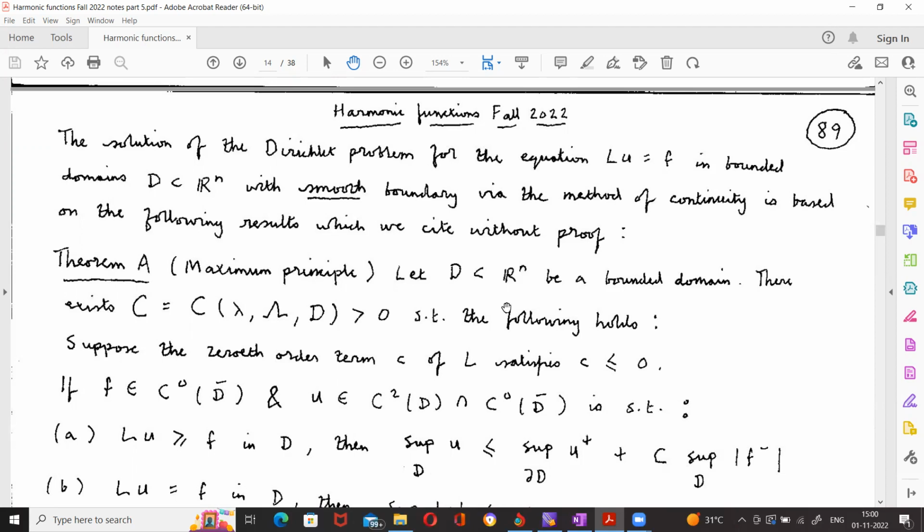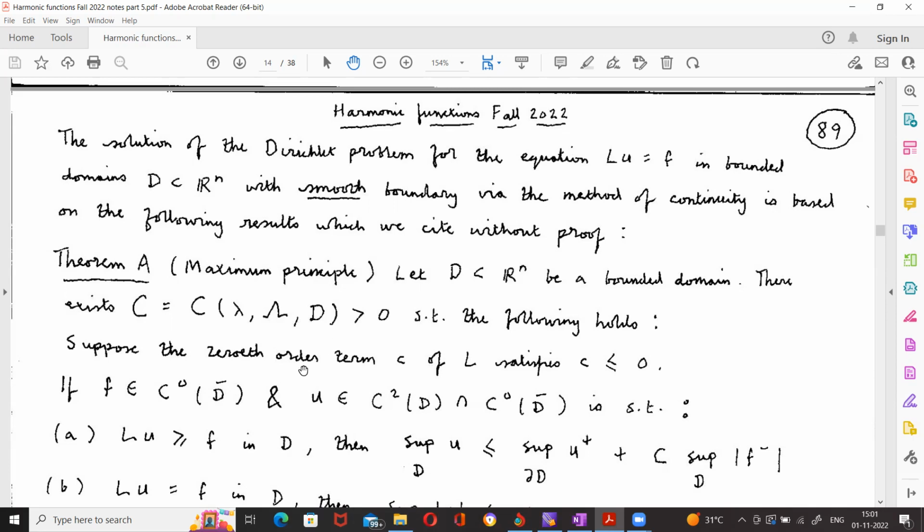So we're not going to prove them, but I'm just going to state them. So first, theorem A is a maximum principle. Let D be a bounded domain. Then there exists a constant C, which depends only on the ellipticity constant lambda, the Holder norms of the coefficients, capital Lambda, and the domain D, such that the following holds.